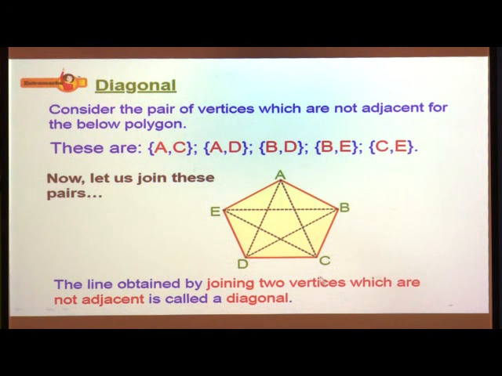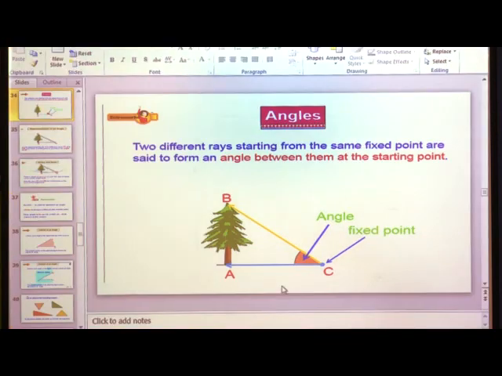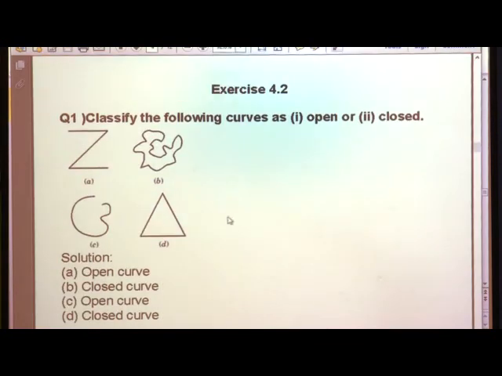And what is meant by vertices? A meeting point of a pair of lines is called a vertex. So this is the meeting point called A, and D is the point which is not adjacent. So diagonal means the line obtained by joining two vertices which are not adjacent. Let us see about the angles. Before going to this, we will solve a few examples from exercise 4.2.